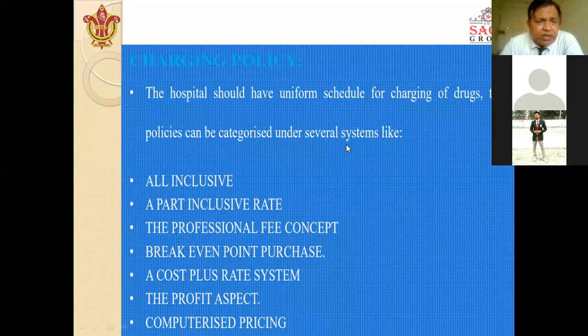Some government hospitals give all the medicines free of cost. Some charitable hospitals give some medicine free of cost, and some they charge, and some they include in their final bill, and some they do not include. We have to purchase on the basis of prescription or requirement from time to time from the pharmacy department.